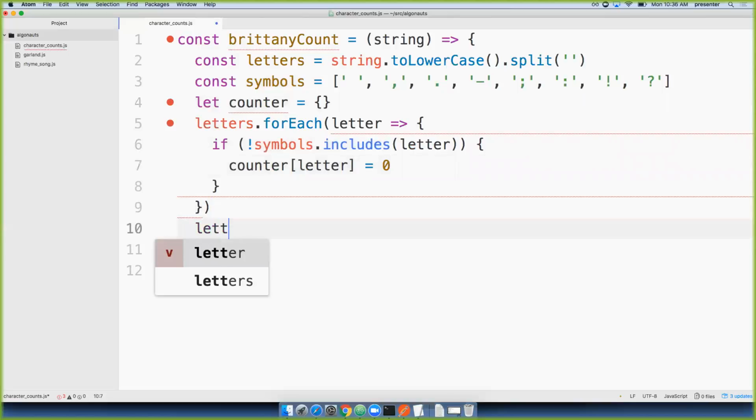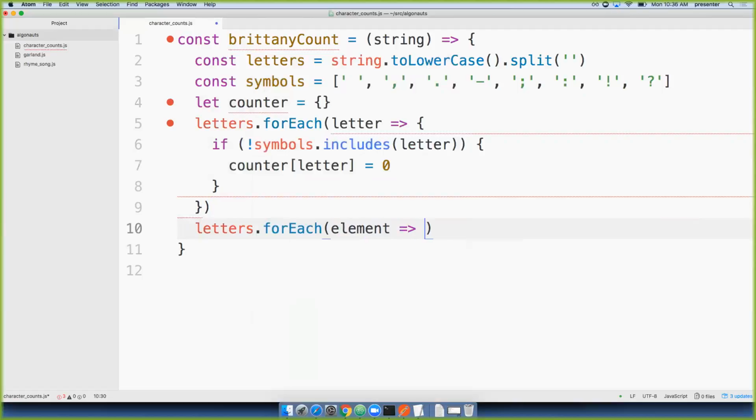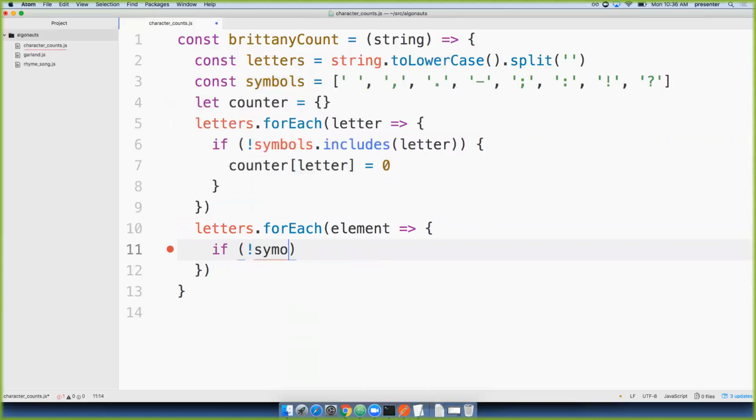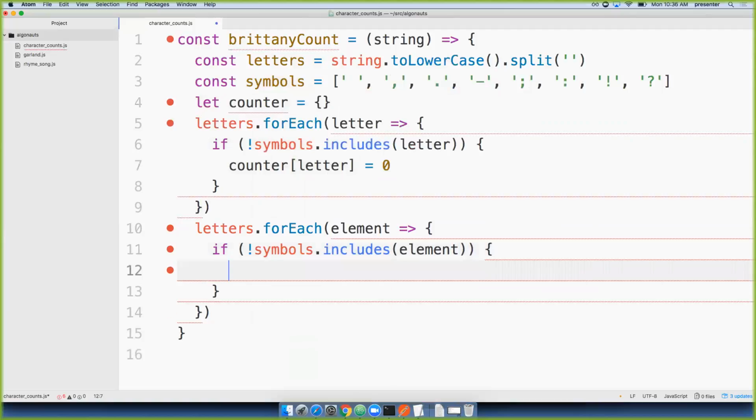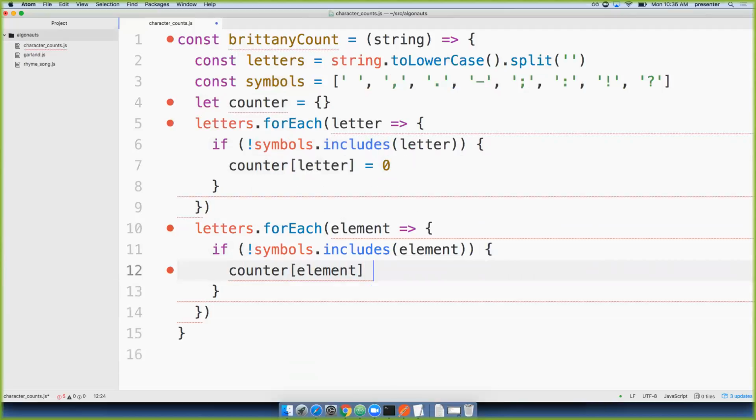Okay. And then beneath that, I iterate through letters again, and I say, and maybe this is redundant. Down here, like letters. Yeah. For each element, if you use letters for each element. If not, symbols dot includes element. Counter bracket element plus equals 1. Okay. And then at the very bottom of the function, just a log counter, or console log counter. Okay. What do you guys think?